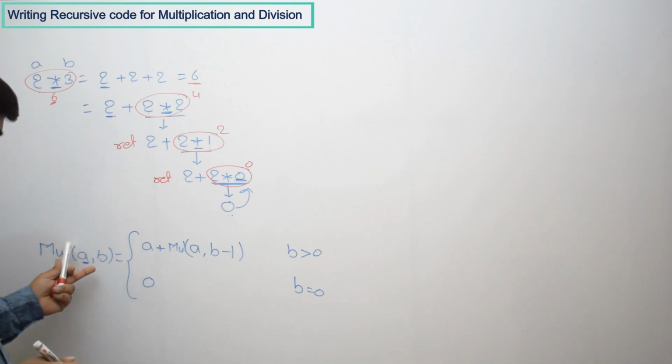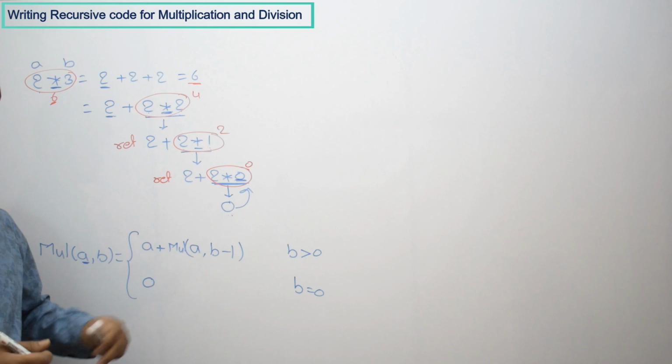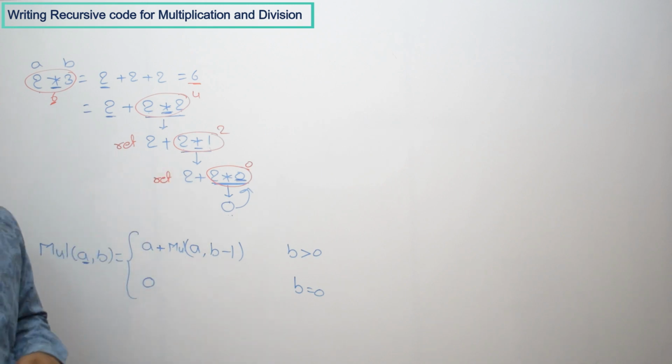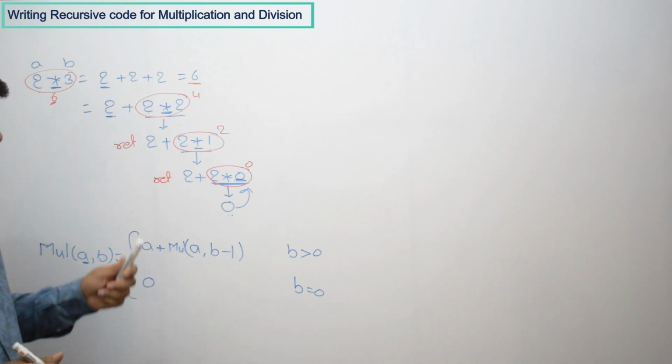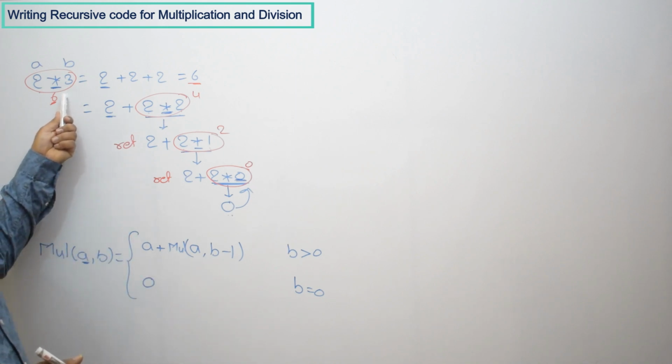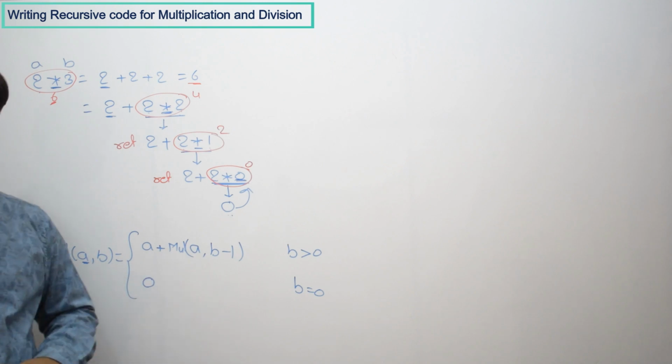Writing this into code is simple, right? Let us see division also in the same way. In this way you can convert multiplication into recursive code.